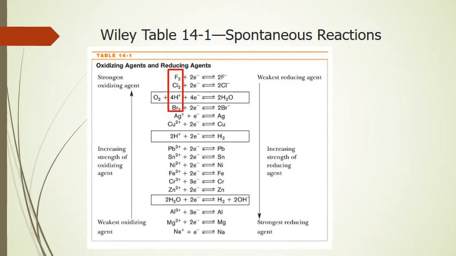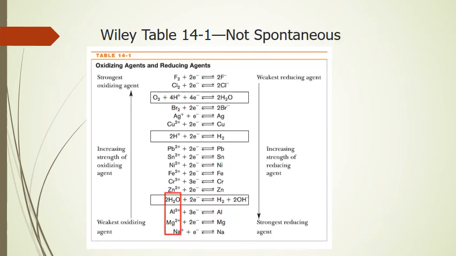If we start with a strong oxidizing agent, we move down and to the right, and our other reactant is a strong reducing agent, then that reaction is spontaneous. We're moving clockwise along this table. Conversely, if we start with a weak oxidizing agent and we move in a counterclockwise direction, and our other reactant is a weak reducing agent, those reactions are not spontaneous.